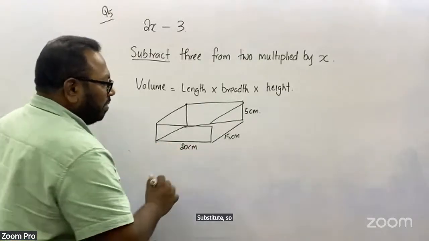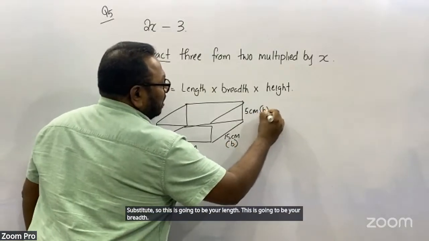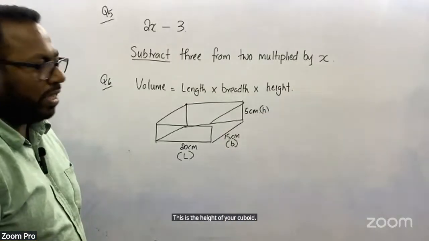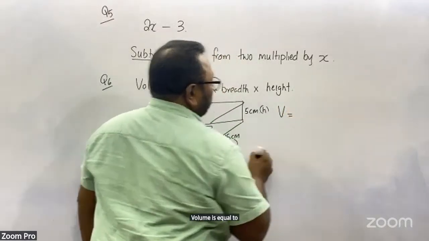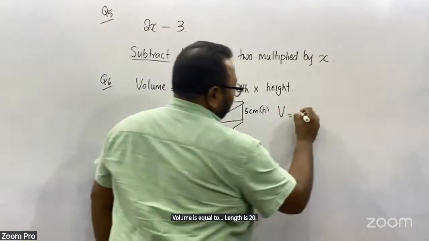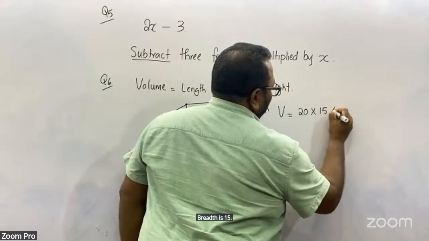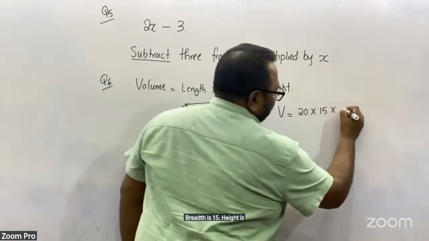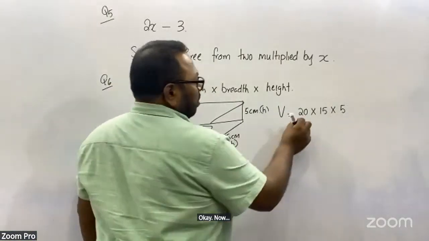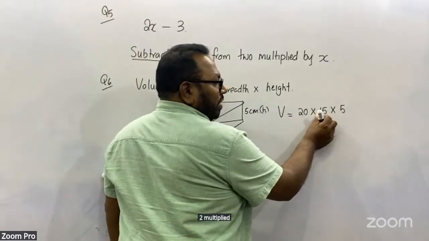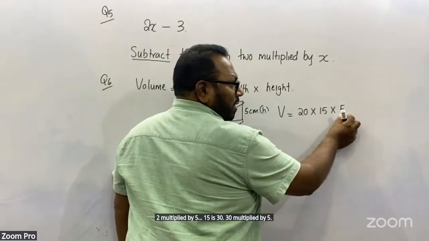How do you calculate the volume now? Substitute. So this is going to be your length, this is going to be your breadth, this is the height of your cuboid. So put it into the formula. Volume is equal to length is 20, breadth is 15, height is 5. Now multiply. 2 multiplied by 15 is 30. 30 multiplied by 5 is 150.